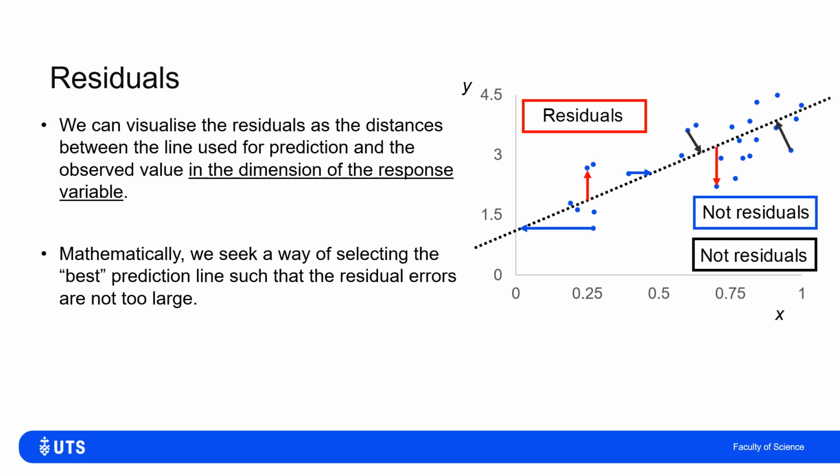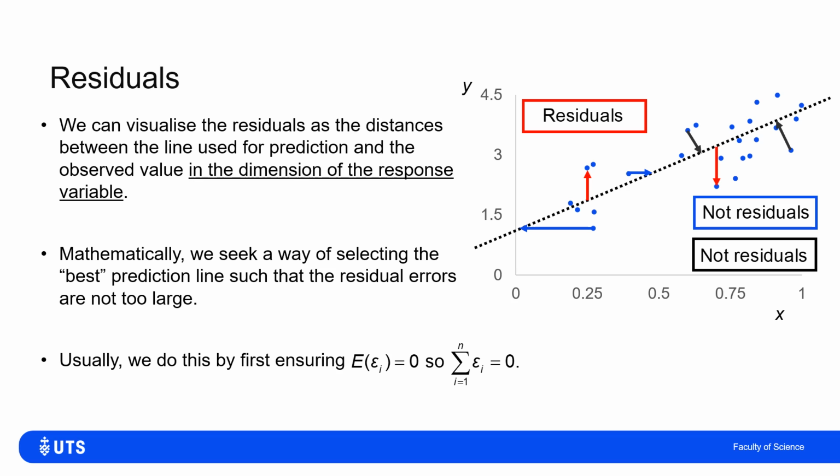So to fit a model, we want to select the best prediction line, such that the residual errors are not too large. It's easy to see that if I draw the line a long way from the points, my residuals will be huge. If I draw the line close to going through or near most of the points, I'll have a better model and smaller residual errors.